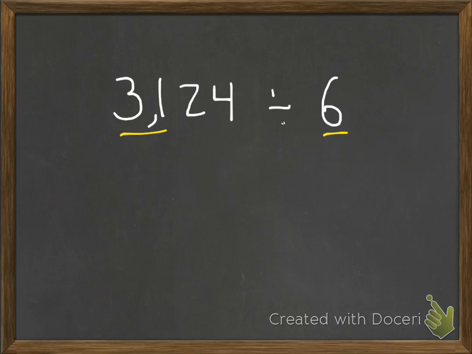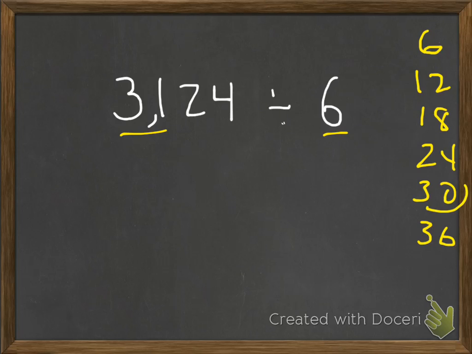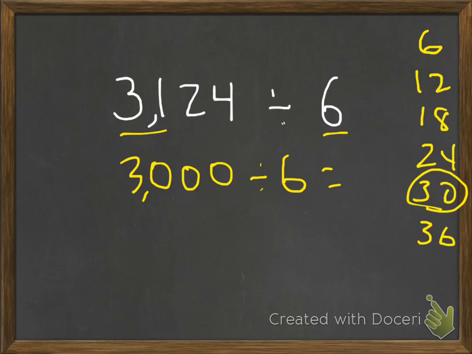So what I need to do is think of my multiples of 6 that are closest to that 31. I know 6, 12, 18, 24, 30, 36. I could see here that my multiple of 6, 30, is closest to that 31. So I'm going to take that, and I'm really going to round that to a 3,000. I'm going to take that 3,000 divided by 6.